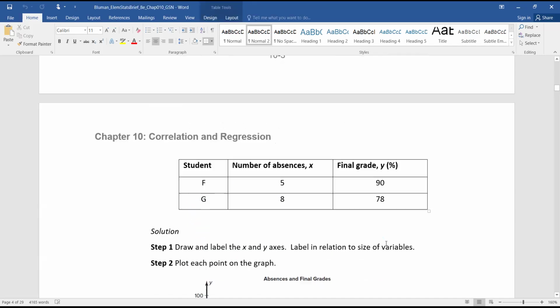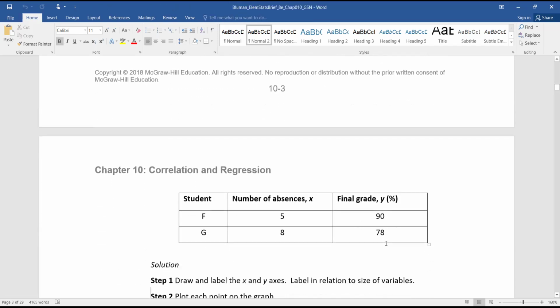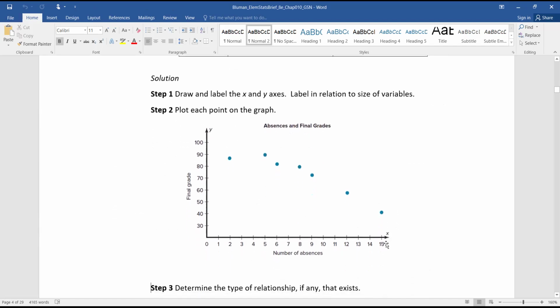But then when you look at the final grades, the lowest grade I have is a 43, and the highest grade I have is a 90. So you can see that I don't need to do 10, 20, and really and truly, I don't need to do 30 because my first number is not until 43. So I can go 40 and then I can go up by 10. So where you start doesn't matter. Just make sure that you're going up by the same amount every time.